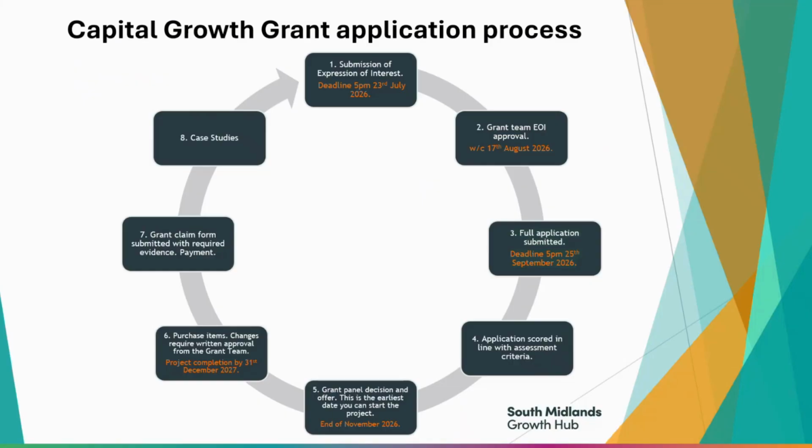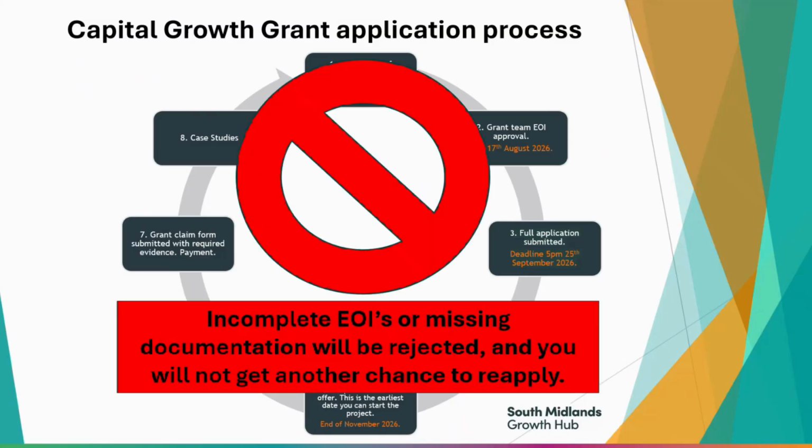From there, once you've been given the green light to go ahead with the project and been given the grant, you are able to purchase the items. Any changes require written approval from the grant team. The projects need to be completed by 31st of December 2027. Once you've completed your project, you then submit the claim form with the evidence and make payment. And we will also be asking for case studies at this stage as well.